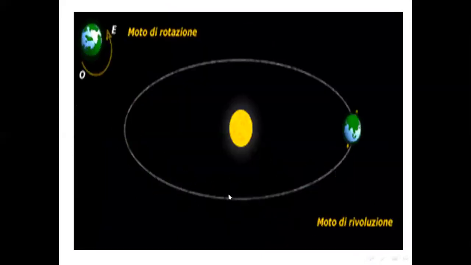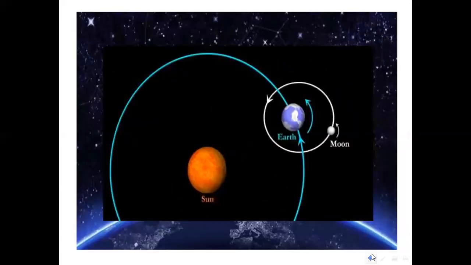See here, this path is called orbit, where the earth completes one round. And when the earth completes its one round, it takes 365 days or 1 year. Here again you see this path called orbit, where the earth moves.